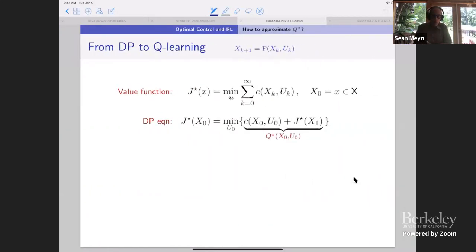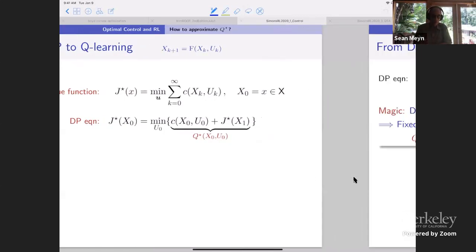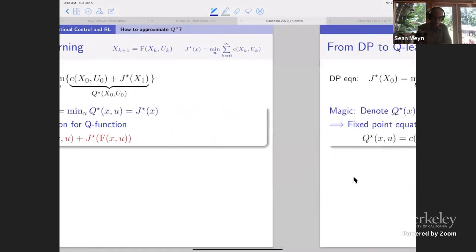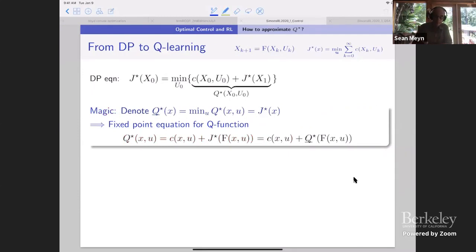We all know this dynamic program equation, and most of you know how to go to Q-learning. You look at this function, you make a definition, and the magic is notation almost. I have an operator that takes any function of two variables to a function of one variable by taking a minimum, and you can see from this dynamic program equation that the minimum of Q is just J. So you go from a fixed point equation for J to a fixed point equation for Q. And thank you, Watkins. It's just absolutely awesome. And we get the minimum outside.